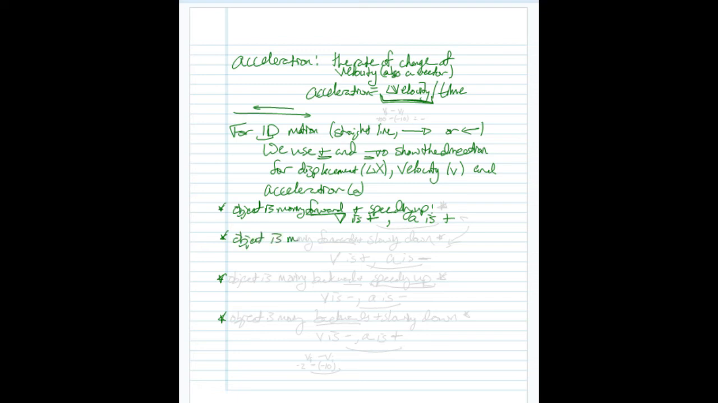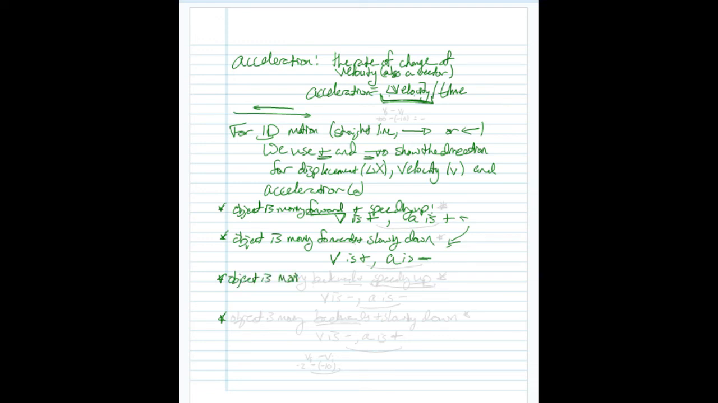If the object is moving forwards and slowing down, I'm going to say the velocity is positive, but the acceleration is negative. Because this delta V, the final minus the initial, the final is smaller than the initial because we're slowing down, so it's going to be a negative acceleration. Those 2 scenarios tend to be easy for students to remember. The other 2 scenarios are harder.